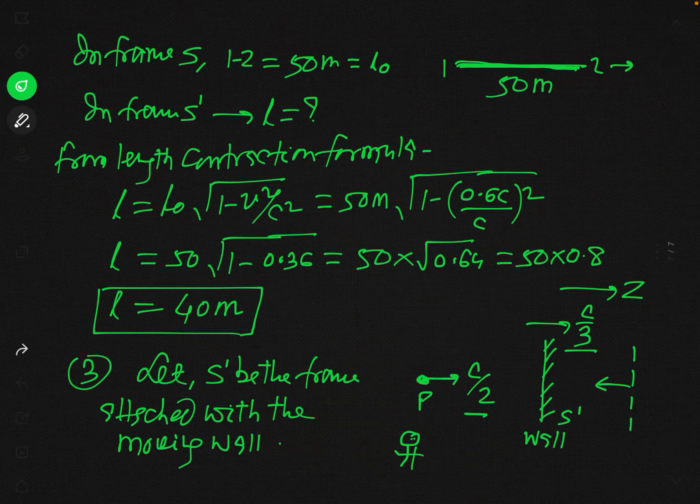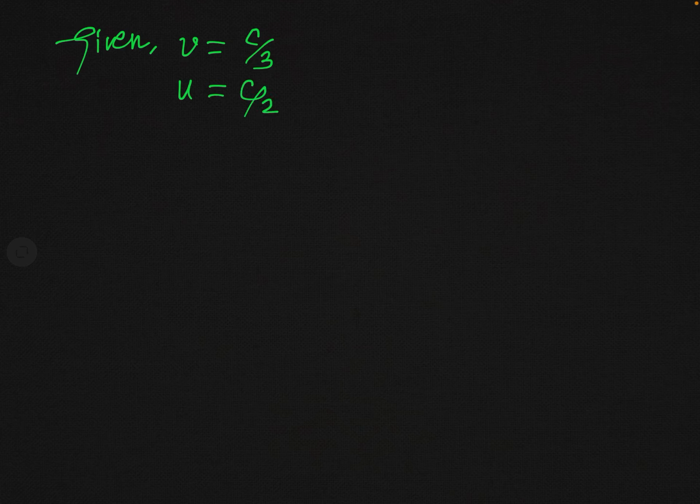Now actually we are treating this moving wall as a frame, and so we will denote the velocity of this moving wall by the symbol v. It is given that v is equal to c by 3, and the velocity of our particle before collision we will denote by u, and this u is given as c by 2 with respect to a stationary frame.